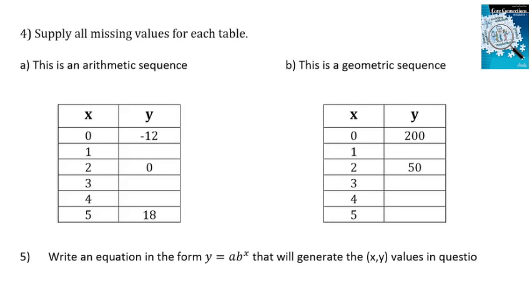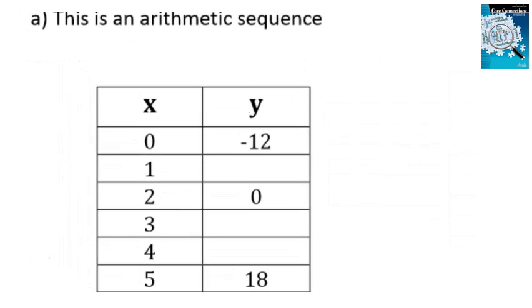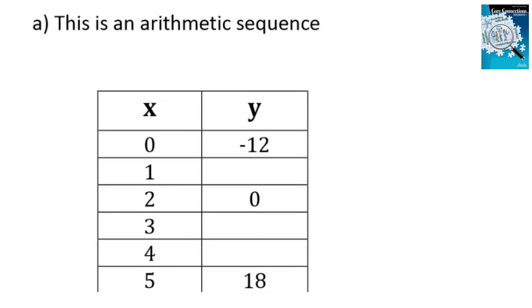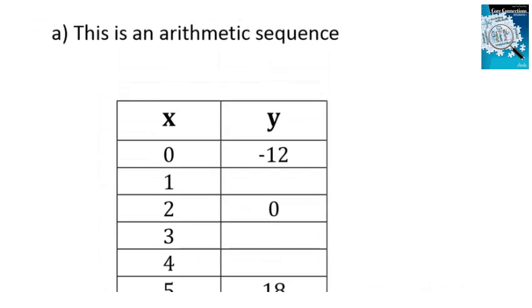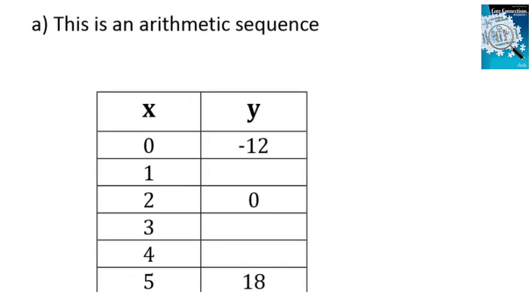Number 4, supply all missing values for each table. Let's look at part A. Part A says that this is an arithmetic sequence, so that means that it's increasing by either adding or subtracting the same number repeatedly. If you look at this, I'm jumping from the number -12 all the way to 0 in 2 steps. So each one of those steps has to be a step of adding 6.